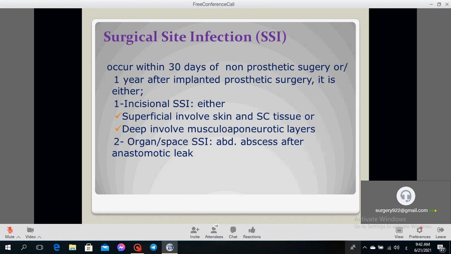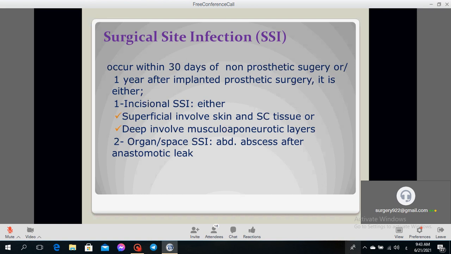That means if it is non-prosthetic surgery, within the first 30 days; if prosthetic, up to 1 year. Why? Because prosthetic material acts as a foreign body and the body will react against it even after a month. It is either incisional surgical site infection or organ or space surgical site infection. Incisional, I mean at the site of surgery, at the site of skin incision.